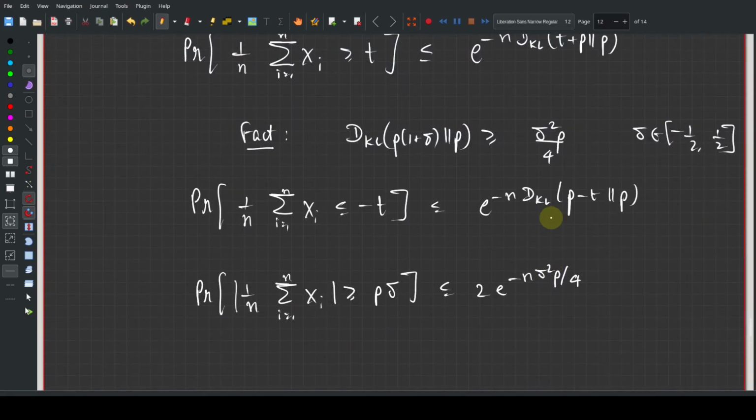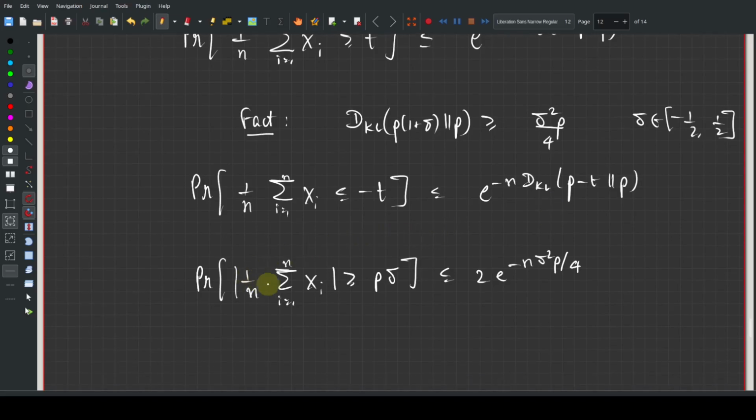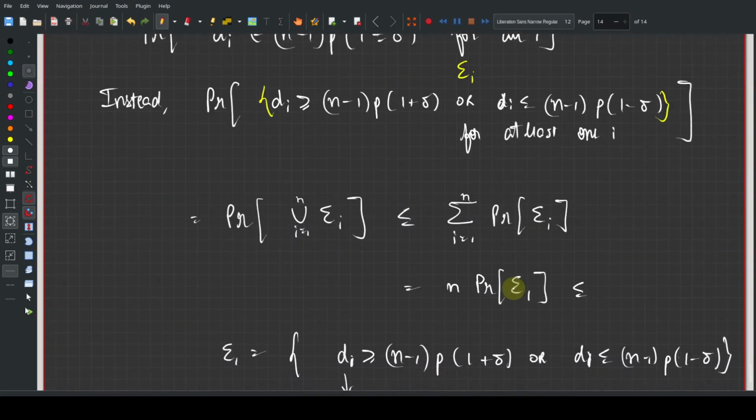So I know that the probability that the sum of Bernoulli random variables deviates from its expectation by a factor delta is less than or equal to 2 times e to the minus n delta square p by 4. So I can just plug this in. So this is n times 2 e to the minus n delta square p by 4.